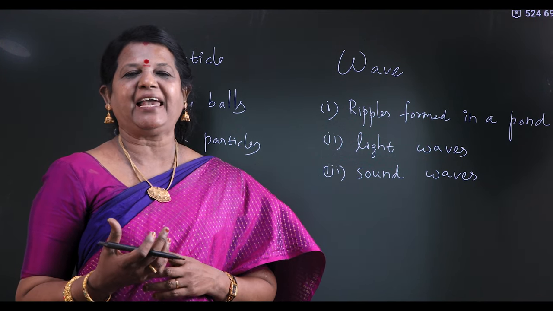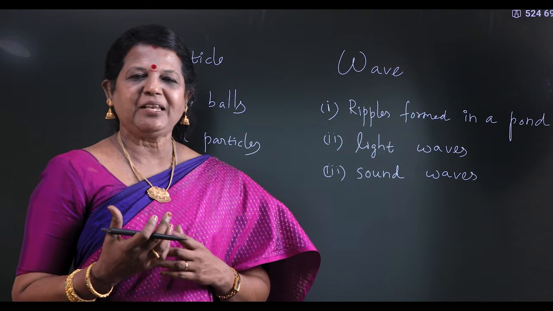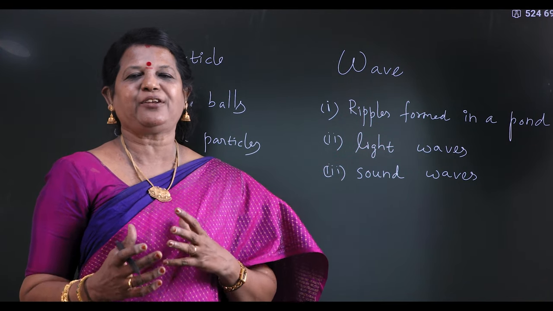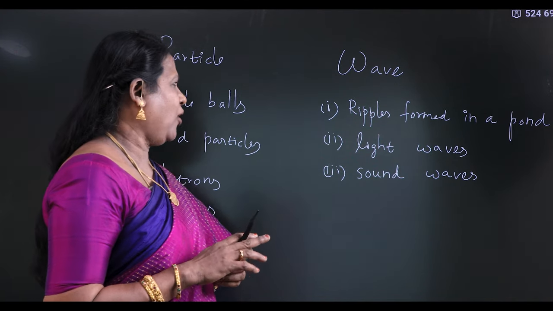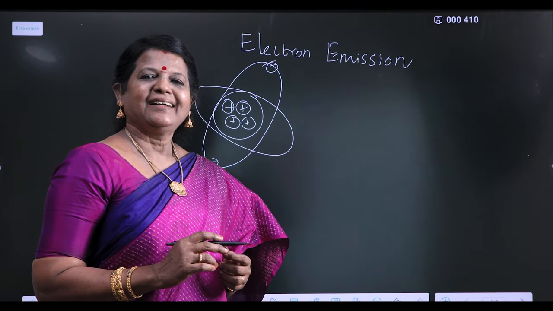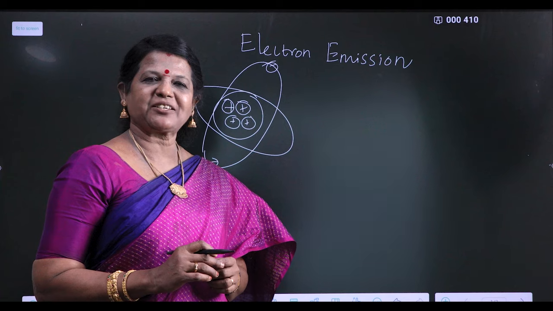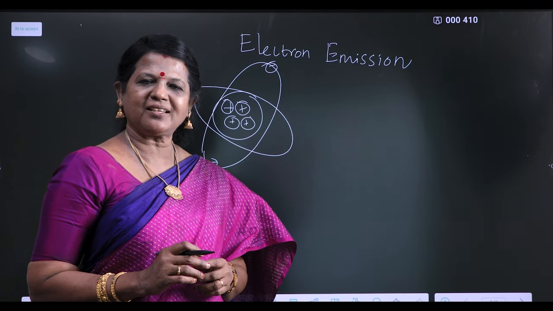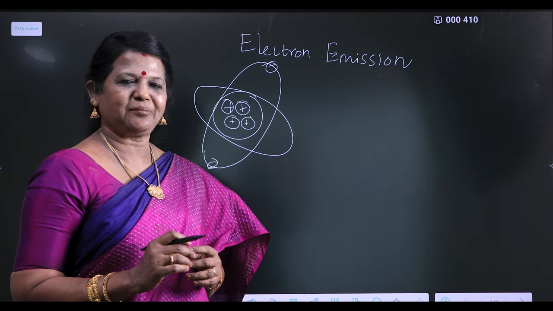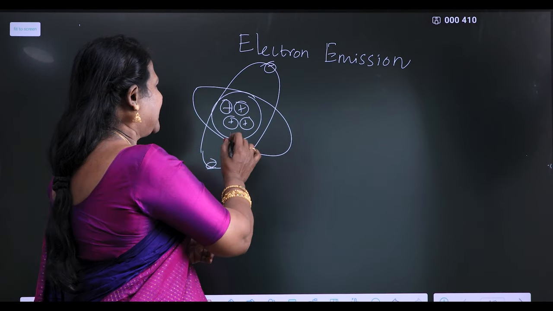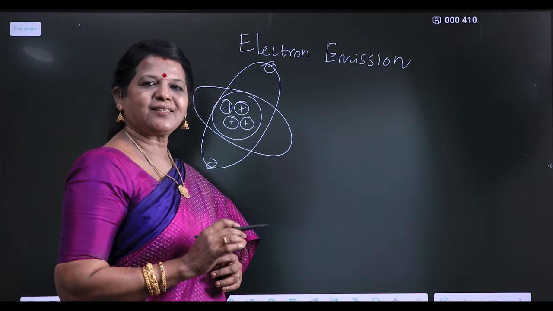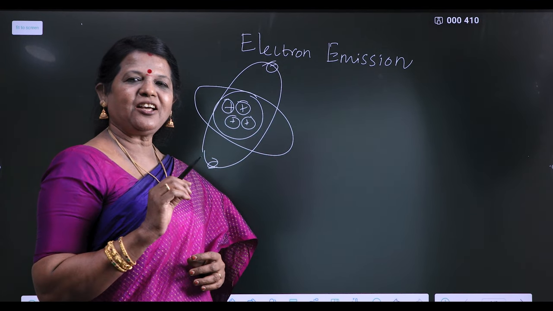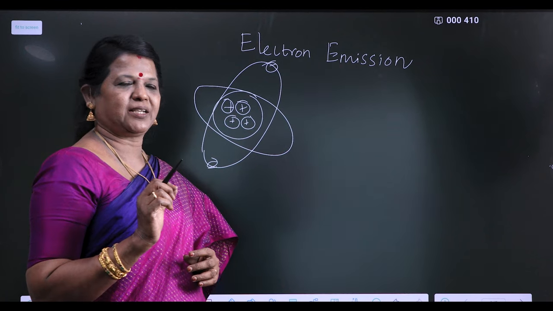In the case of electron emission, in metals, the electrons are moving here and there due to kinetic energy. In electron emission, in metals, the electrons in the outermost shells are loosely bound with the nucleus. That means, in all atoms, the central part is the nucleus with positively charged protons. Around the nucleus, the electrons are revolving in elliptical orbits.